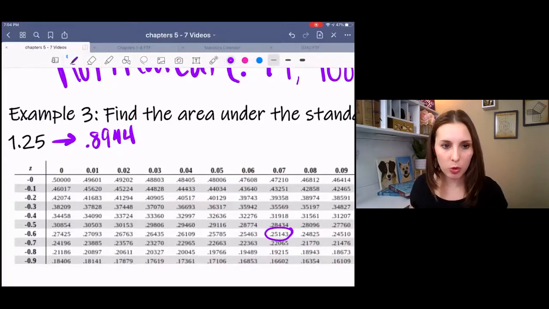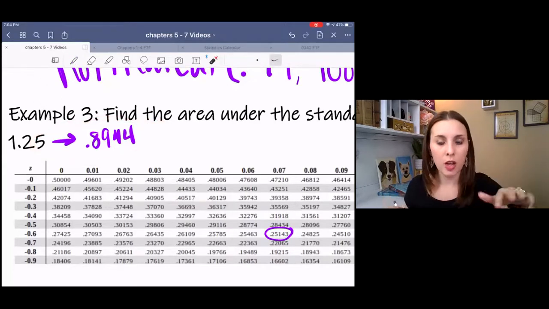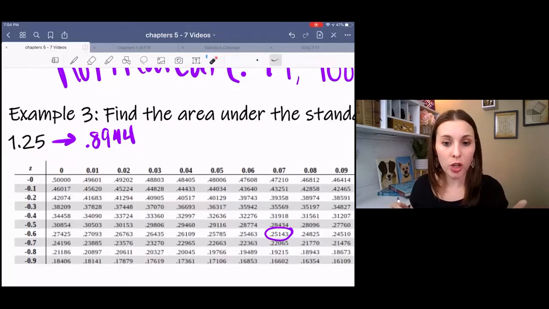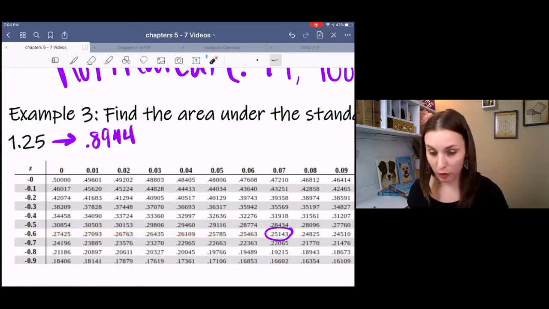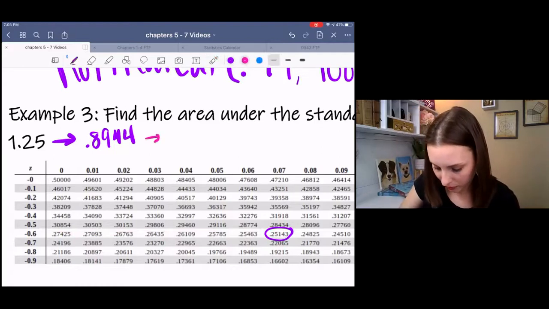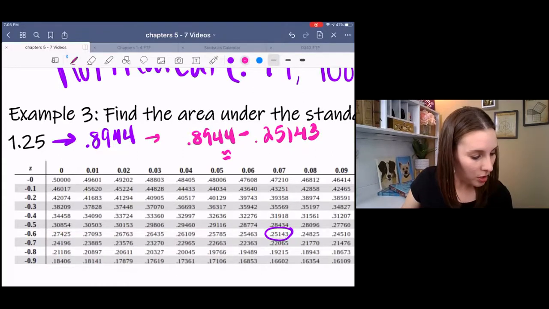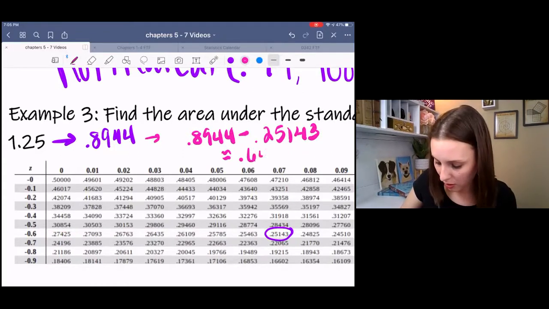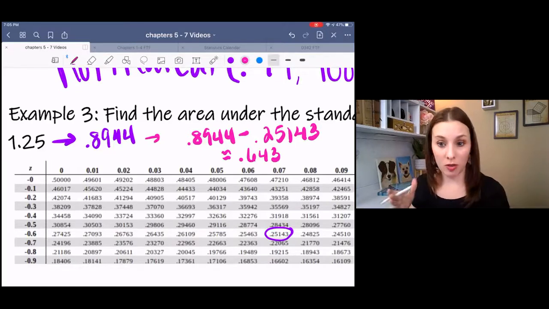Okay, so if you use the table, we had actually already found the area for 1.25 above, that was 0.8944. And if you use the table for negative 0.67, you get 0.25143. So then you subtract those areas, 0.8944 minus 0.25143, and we get about 0.643. So 64.3% of the values lie between those z-scores.